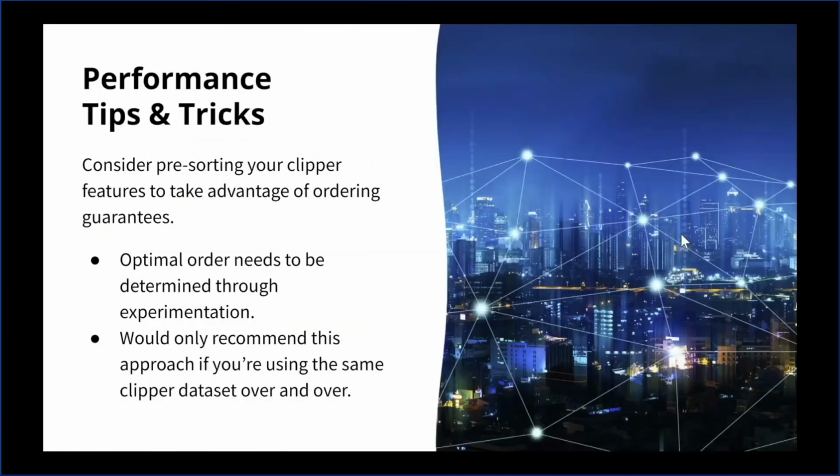I also have one more performance tip I can share, which is to consider pre-sorting your Clipper features to take advantage of ordering guarantees. So especially in clip outside remainders mode, we always compare candidate features to Clipper features in order, and there is a potential for performance improvement by pre-sorting your Clipper geometries to an optimal order. Unfortunately, there's no easy heuristic I can give. This optimal order needs to be determined through experimentation, and I would really only recommend this approach if you're using the same data set over and over and it is a bottleneck in your workflow.